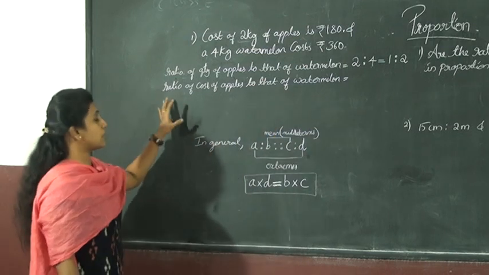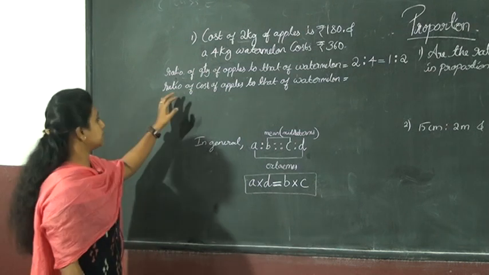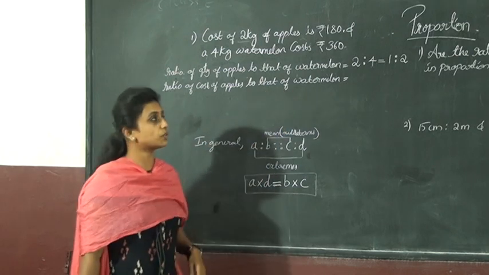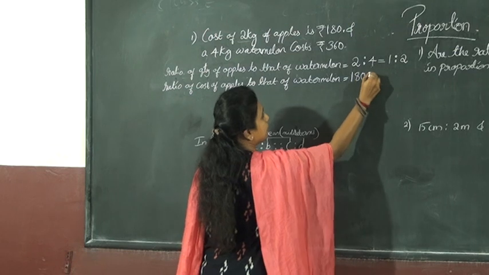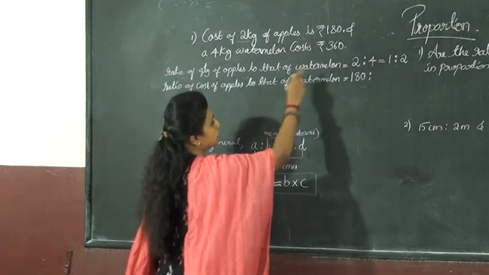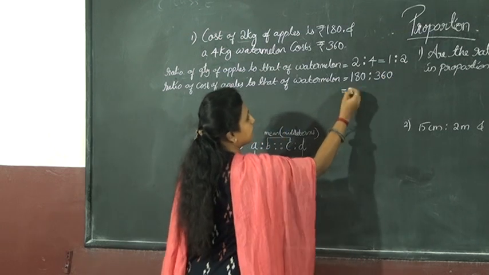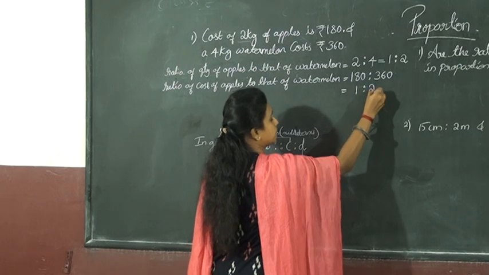Then what about the ratio of their cost? Find out the ratio of the cost of both, that is, the ratio of the cost of apple to that of watermelon. So what is the cost here? Apple's cost is 180 rupees, then watermelon's cost is rupees 360. And when I reduce this ratio to its simplest form, the answer is 1:2.